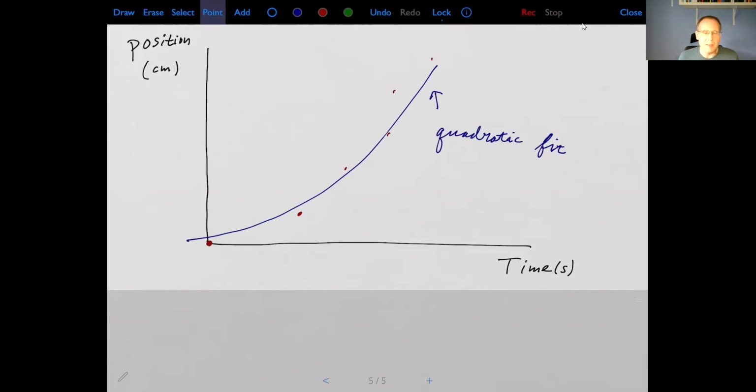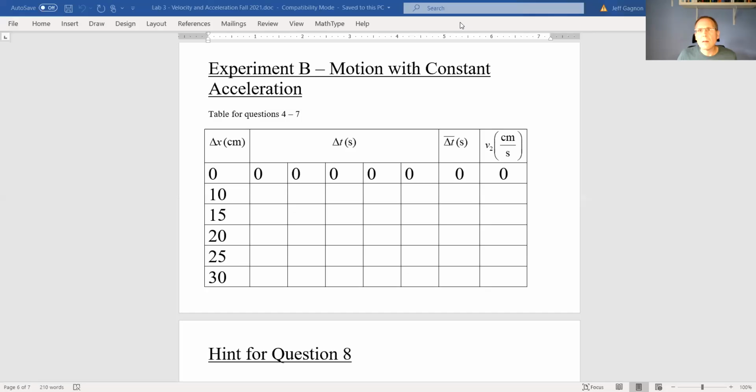Okay, question 5 was simply to calculate. Let me go back to the handout for a second here. Question 5 was simply to calculate these final velocities, as the end of the flag passes through the photo gate. Remember, we should find that these are increasing. One mistake students often make is they do delta x divided by delta t, but they don't multiply by 2. Don't forget to multiply by 2. It's 2 times delta x divided by delta t. That gives you the final velocity, and these should be increasing.